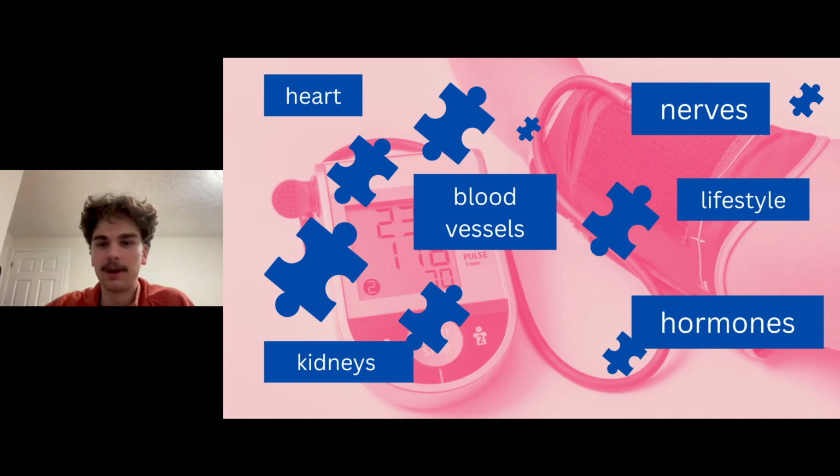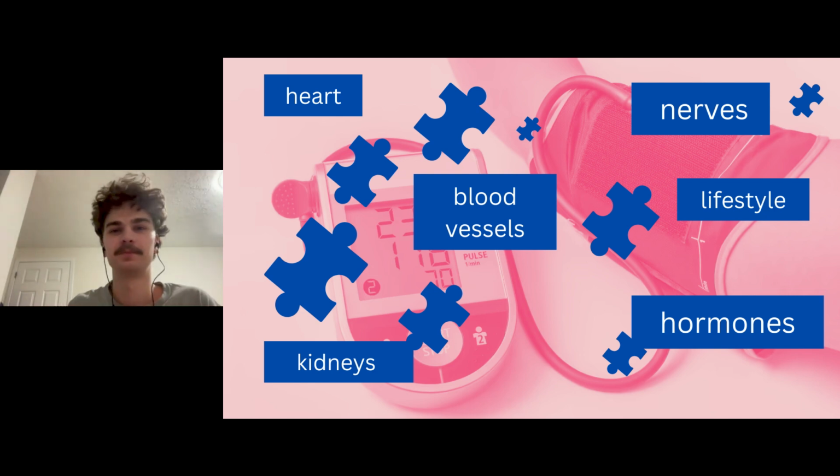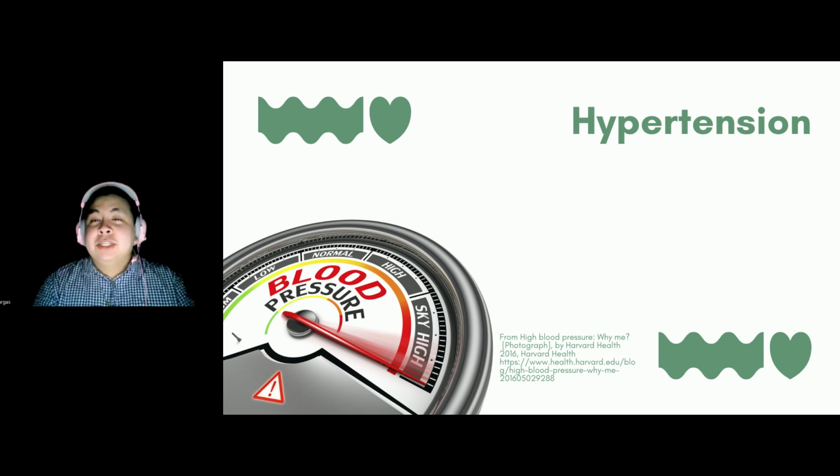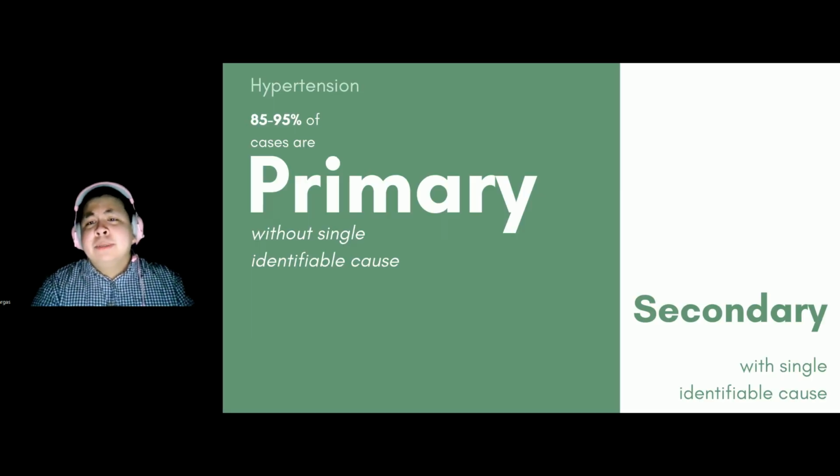Hypertension? My grandma had that. Hypertension is a chronic condition where blood pressure is consistently above 130/80 millimeters of mercury. Most cases, about 85 to 95%, are primary hypertension, meaning there isn't one single identifiable cause.